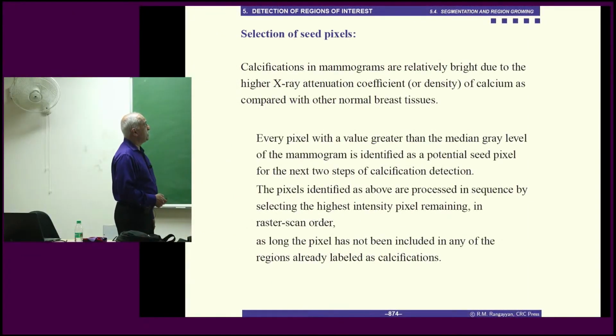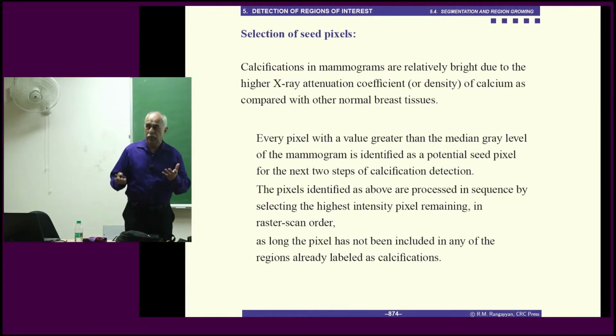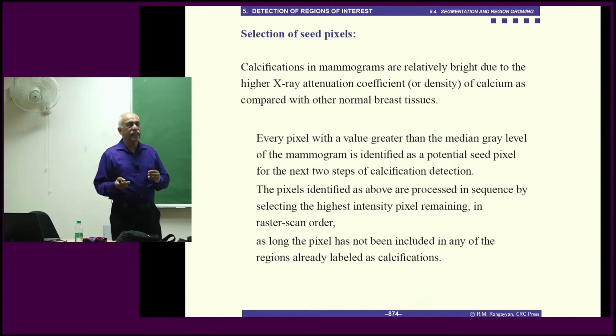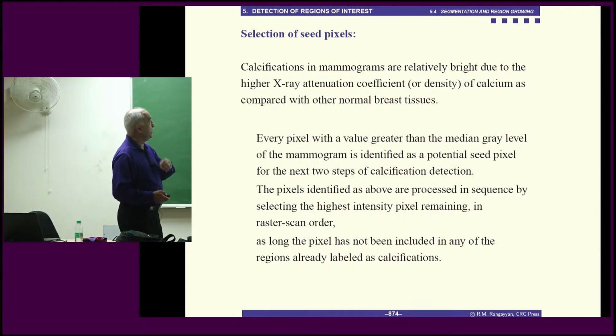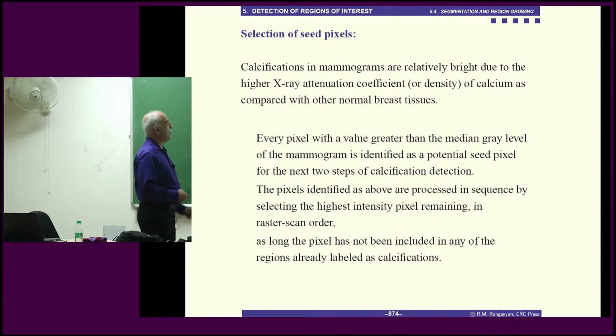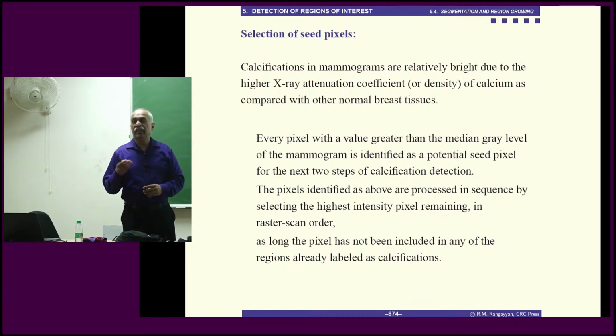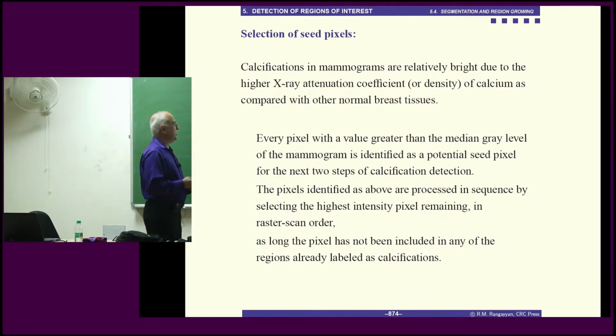Selection of seed pixels. Calcifications, because of calcium, are of higher density and hence appear bright on mammograms compared to other breast tissues. So every pixel with a value greater than the median gray level of the mammogram is identified as a potential seed pixel. And then there are some additional conditions to reject regions that could not possibly be calcifications.